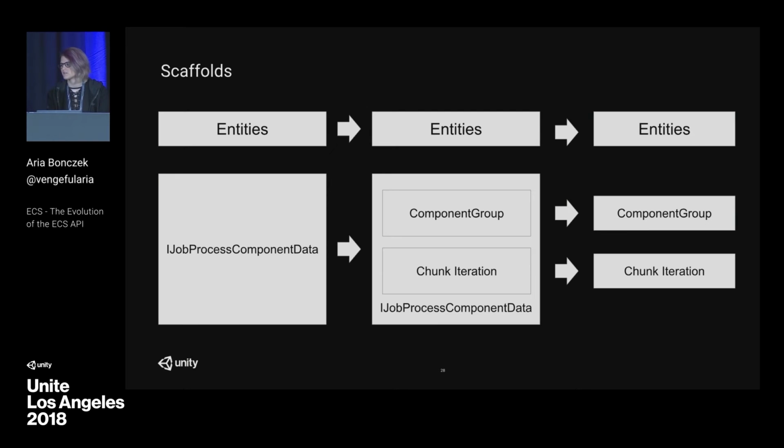And here's just a nice visual look at what this looks like. We understand entities. That's kind of the core concept of ECS. And we have this IJobProcessComponentData, but inside of there, we're doing component groups, and we're doing chunk iteration. And at any given time, you can just take those things outside of IJobProcessComponentData and use them directly. And you don't have to do this across your whole code base. You can just use this in the places where you actually need those lower level functionalities.